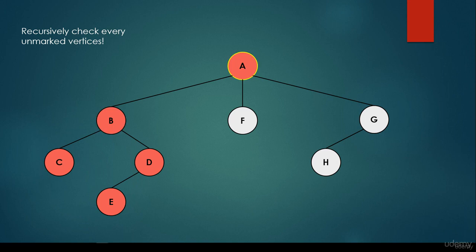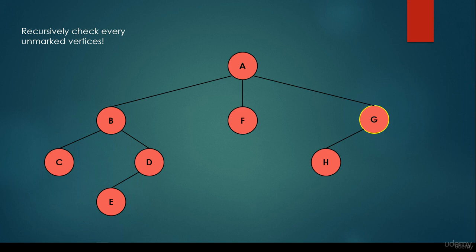We visit F because we haven't visited it. Then we backtrack to A because F doesn't have any children. We visit the right child, G, and we visit its child, H. Here we come to the conclusion that it doesn't have any children, so we backtrack to the parent. G doesn't have any unvisited children.